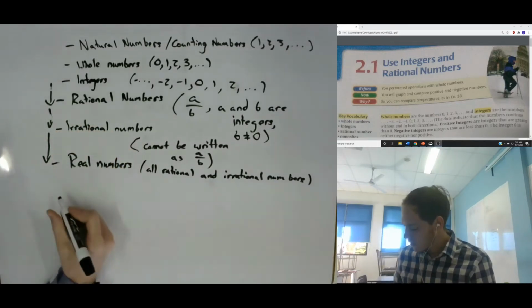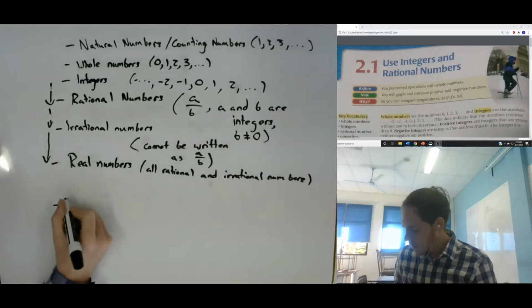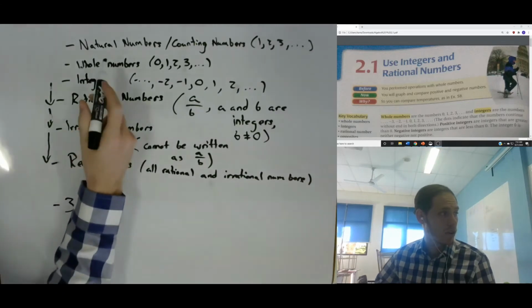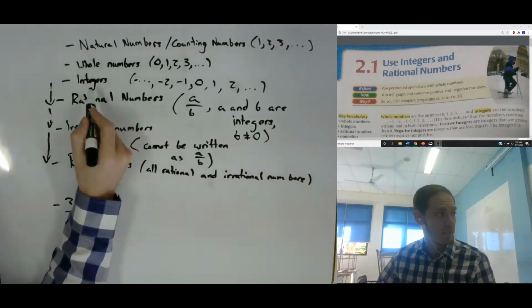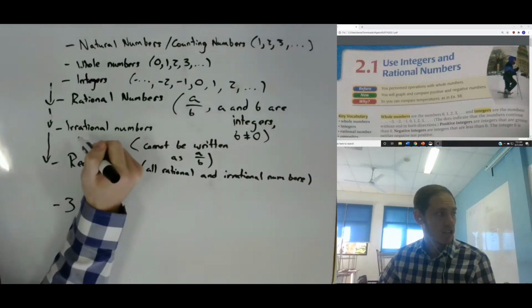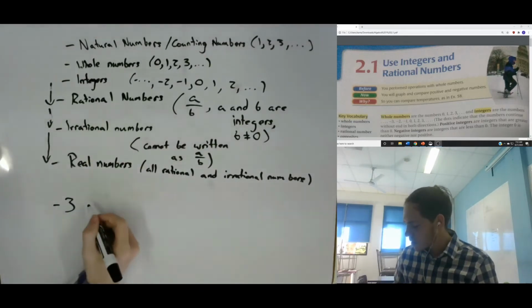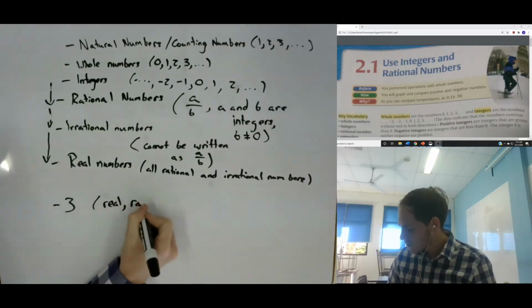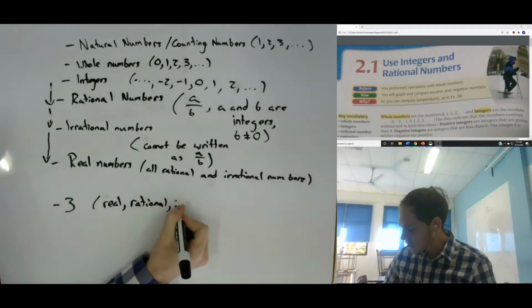Now, let's look at some examples. -3, what can it be written as? Okay, so that's not a whole number. Is that an integer? Yep. So that means that's rational. Yep. Is that irrational? No. So this would be a real, rational, and an integer.